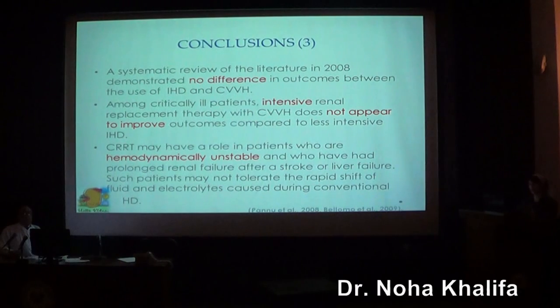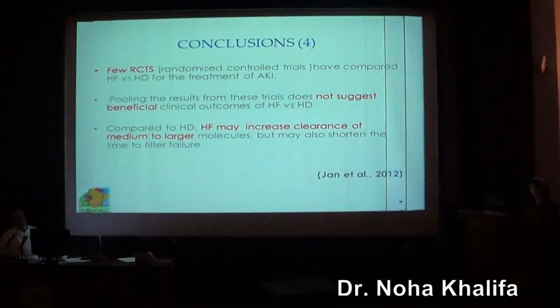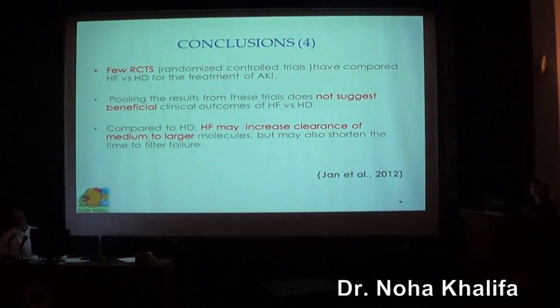The literature in 2008 proved no difference in outcomes between intermittent and continuous. Intensive renal replacement therapy didn't improve any clinical outcomes. And finally, we know that continuous is for hemodynamically unstable patients. We know that there are very few randomized controlled studies. None of them suggested any beneficial outcomes of hemofiltration versus hemodialysis. Why am I saying all these studies? Because to show that there's no one single technique that is superior. You have to choose a technique according to the patient.